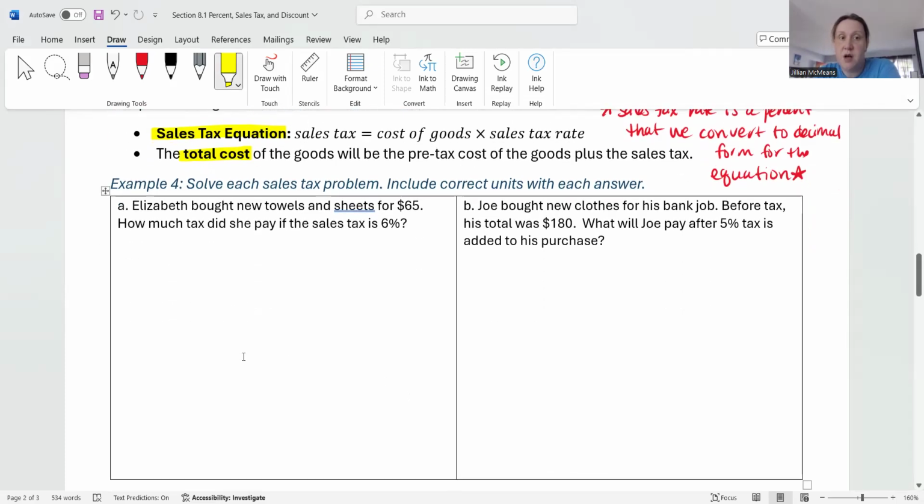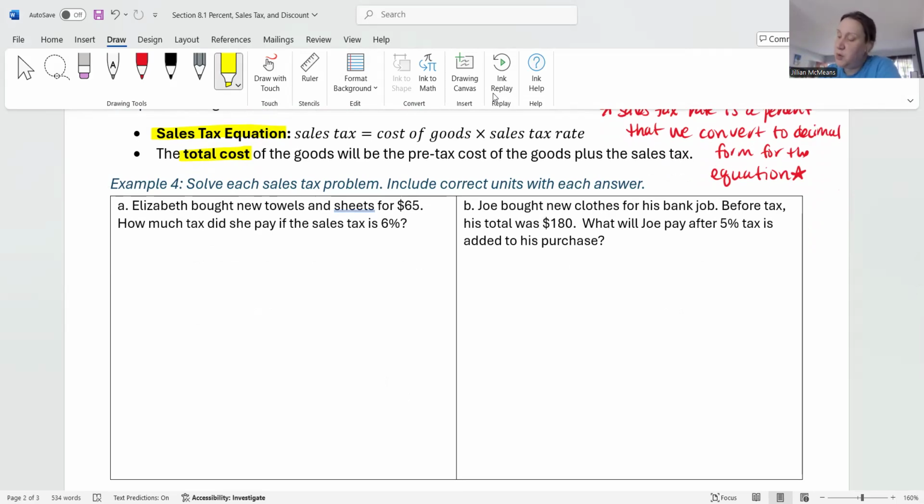Example 4 here says solve each tax. It should say sales tax. Oh, it does. Yeah. Solve each sales tax problem. Include correct units with each answer. Okay. So it says here Elizabeth bought new towels and sheets for $65. How much did she pay if the sales tax is 6%?